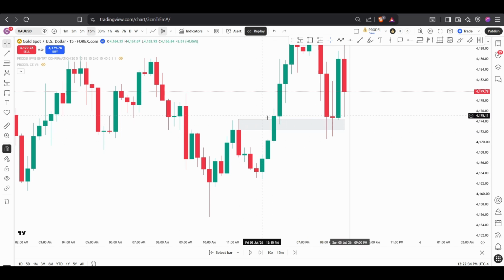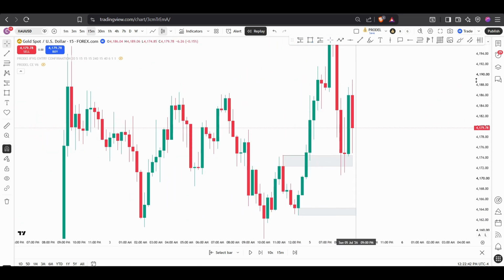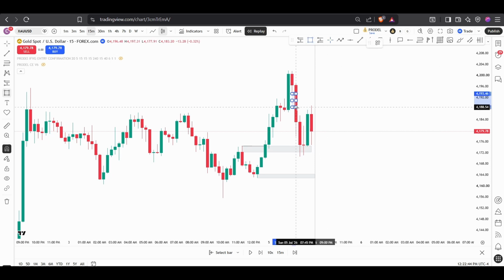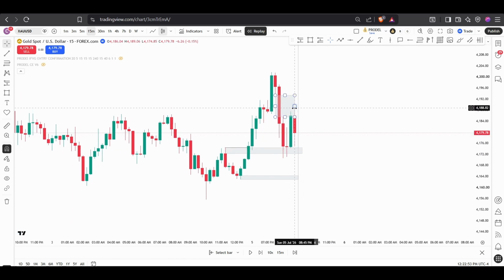You can see there is the break of structure, and there is the resistance become support level, and this is the apex level, and there is the fair value gap. So we cannot take the long trade from this level because there is the fair value gap, and we also have to wait for either this fair value gap to sweep this low, or for this fair value gap to be broken.